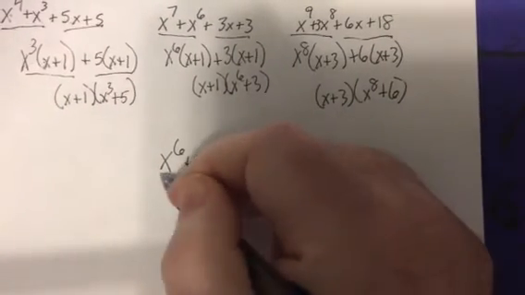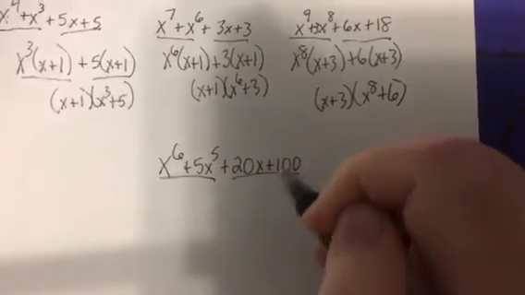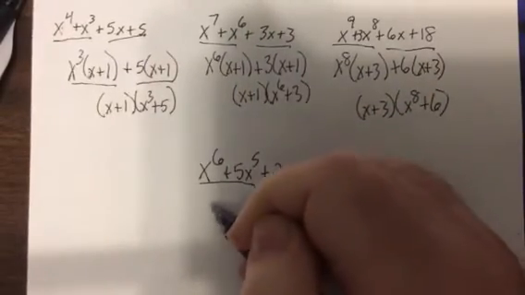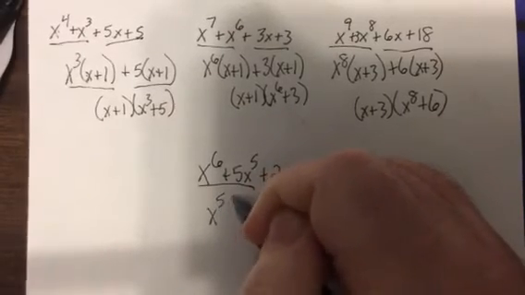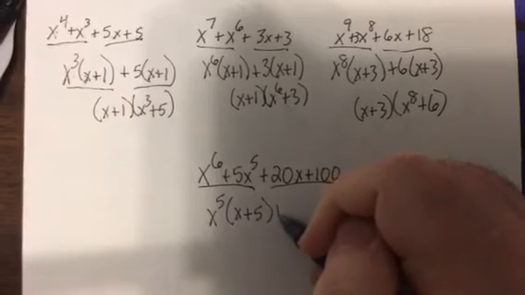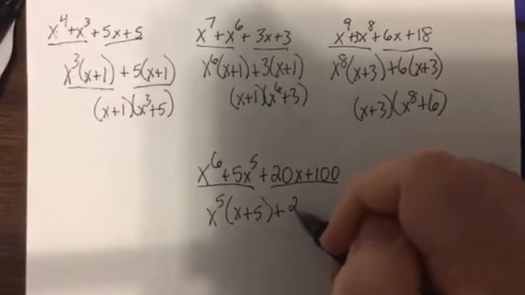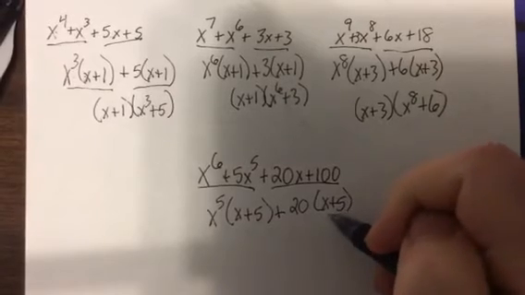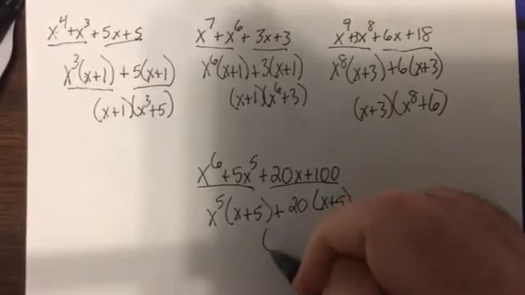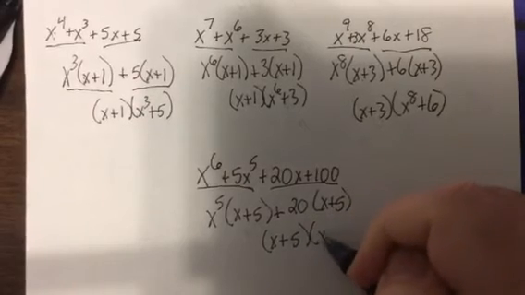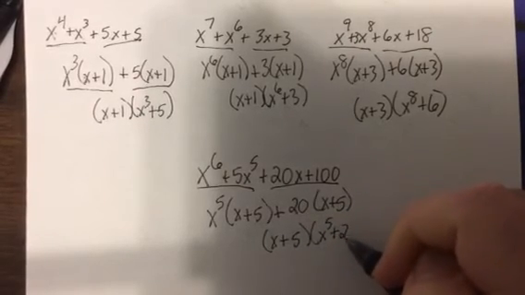Okay, good. So I don't see any minus squares, so I'm not going to do 3 by 1. So factor this out. This would be x to the 5th, x plus 5. Factor this out. It's 20 times x plus 5. So therefore, it's x plus 5 times x to the 5th plus 20.